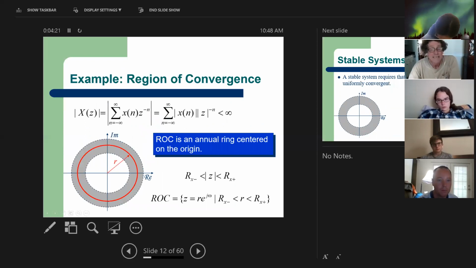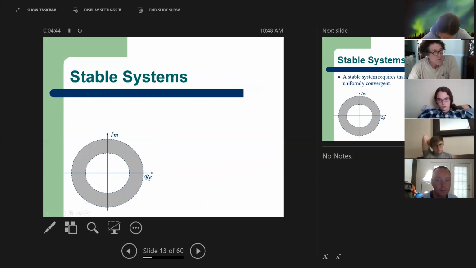Now, what we get is this. We're getting what's called a region of convergence. It's an annular ring, typically with an inner radius and an outer radius. Now, usually, but not always, the inner radius is 0. But I'll get to that. And that's called the region of convergence.